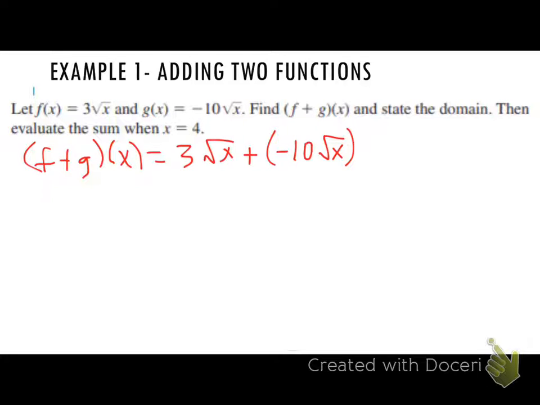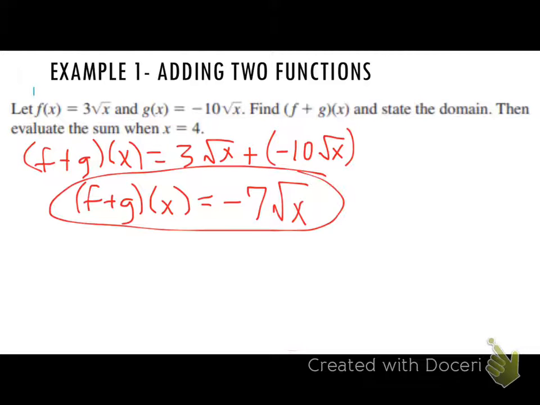In order to add radicals, I need to have like radicals. Do I have like radicals here? They have the same index and the same radicand, correct? So f plus g of x is going to equal what? Negative 7 square root of x. There's my new function. Everyone okay with that? Adding, not too bad.